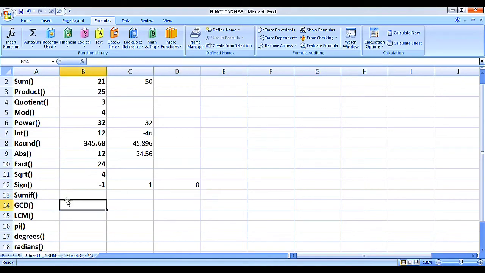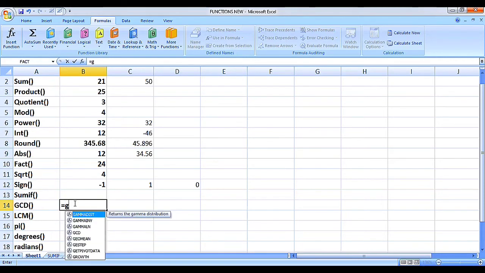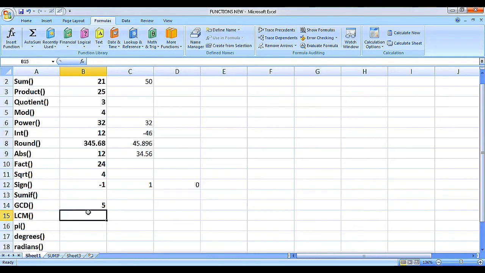Next one, GCD. Let us discuss about Sumif function last. GCD, you know what is GCD? Greatest common divisor. GCD returns GCD of arguments. For example, say 5, 15, 30. First it will find common divisor for all three numbers. Common divisor is 5, only 1 and 5, and greatest among 1 and 5 is 5. So the answer is 5.